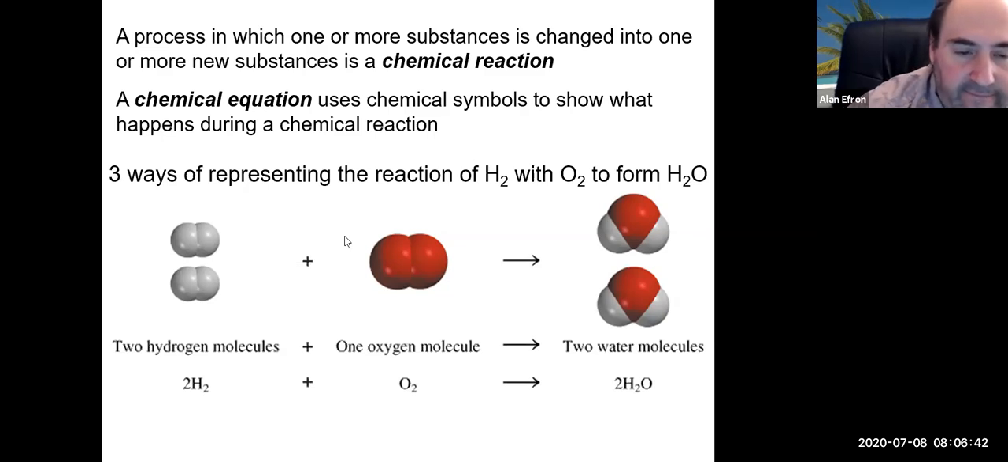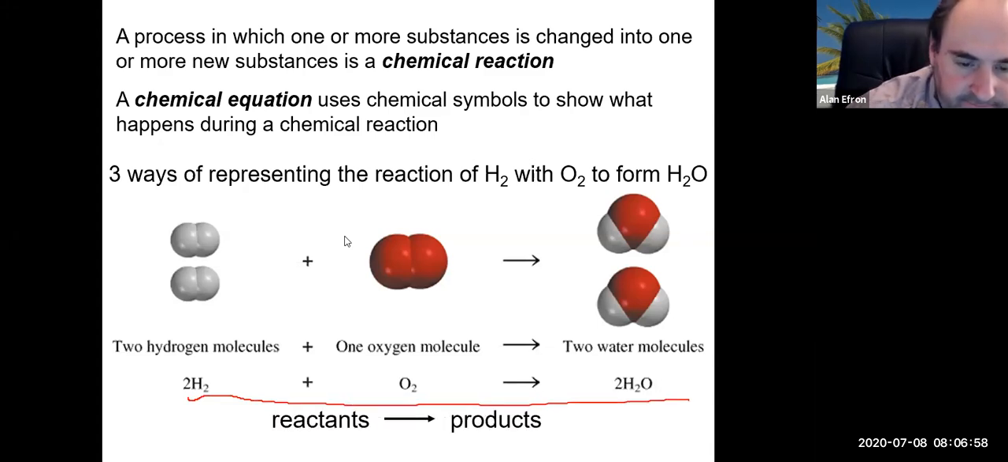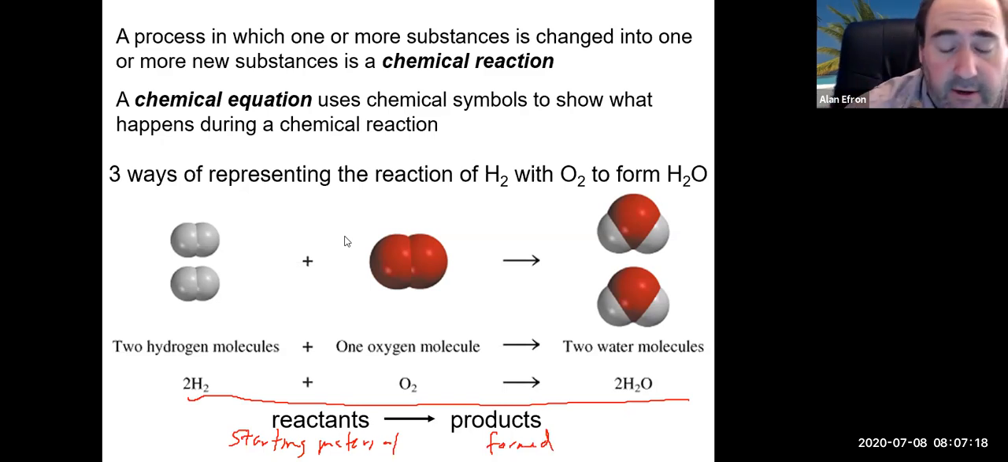There are a few different ways that we can represent a chemical reaction. We could use pictures, but most of the time we use an equation like what we have over here on the bottom. In an equation, on the left-hand side of the arrow are our reactants, which are our starting materials. On the right-hand side of the arrow are our products, which is what is formed as a result of a chemical reaction. So it's always reactants to products.